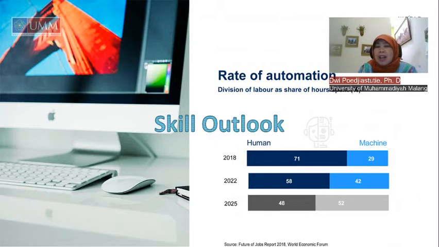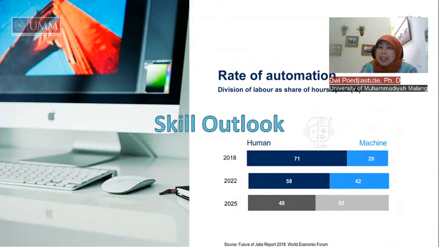As we can see here, in 2018, about 70% of the workplaces were still handled by human power, while the machines used in industry and other sectors were only 29%. In 2022, human power is getting lesser: only 58% human power will be used in industry, while machines replace human power by about 42%.